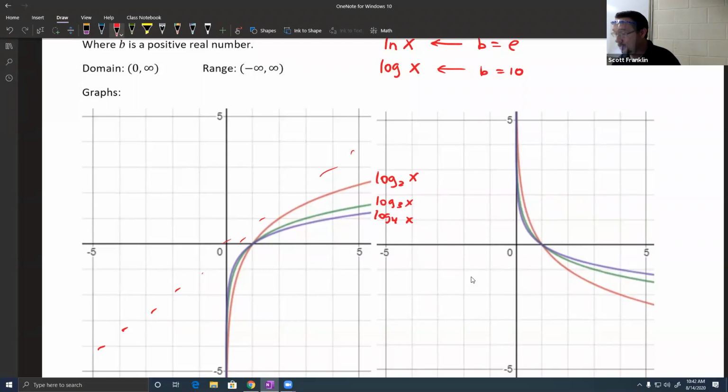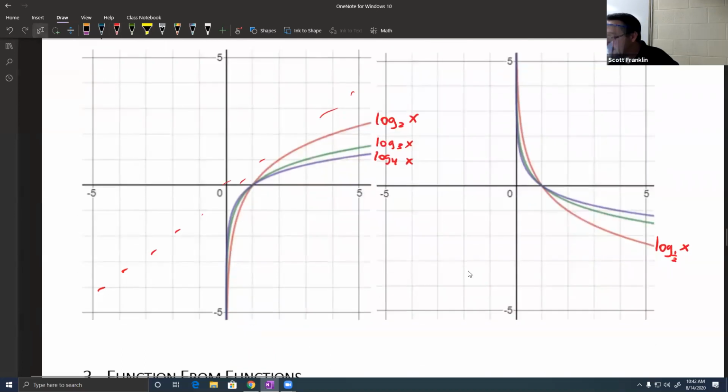And the red one down here, which is now the bottom curve, would be log base 1/2 of x. And this is log base 1/3 of x, and this is log base 1/4 of x. Now that's kind of hard to see, but 1/2 is the bottom, 1/3, and then 1/4. And just squeeze in down here.